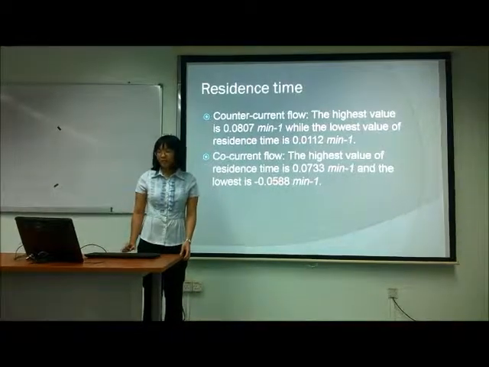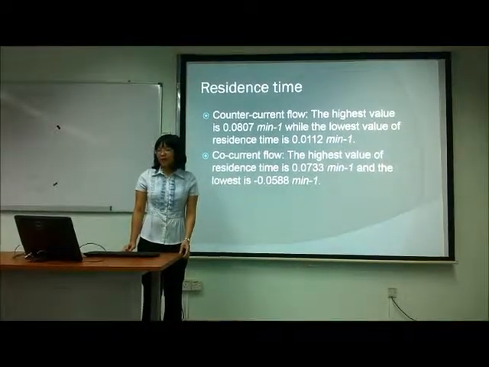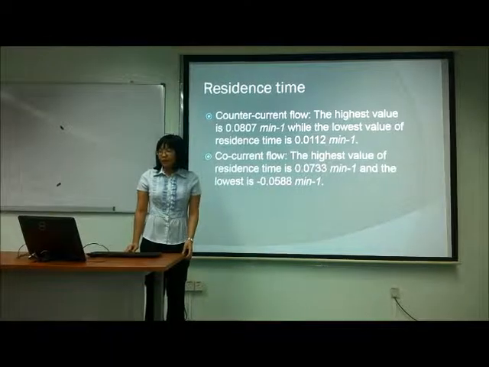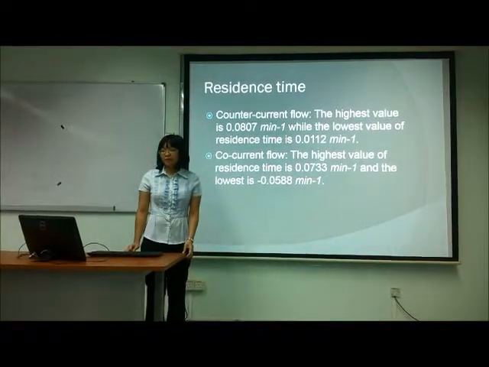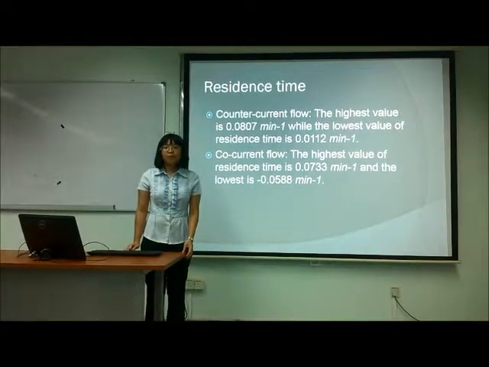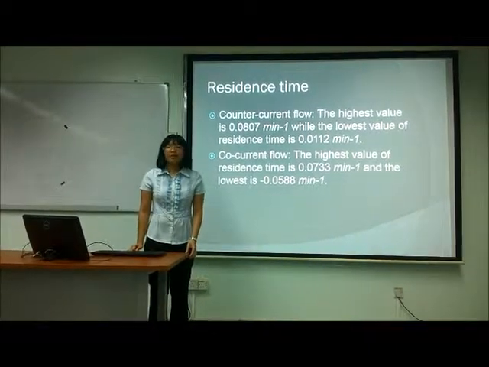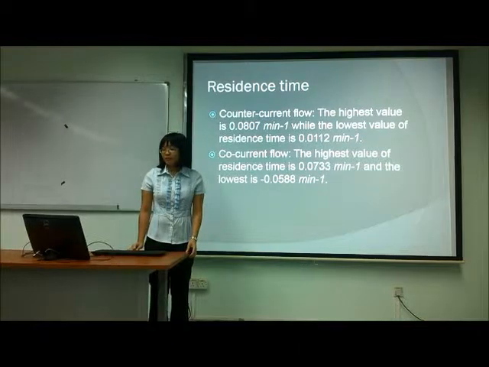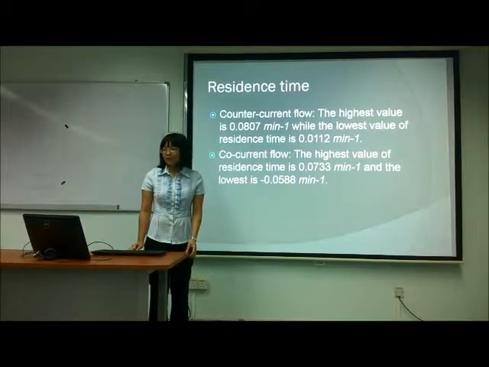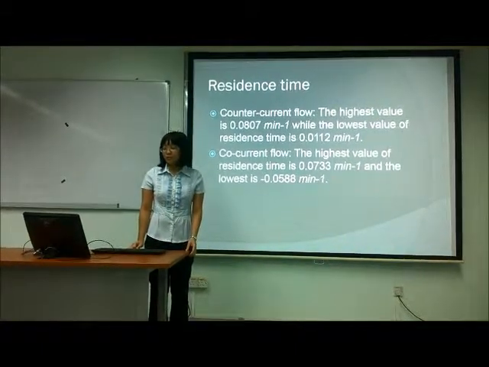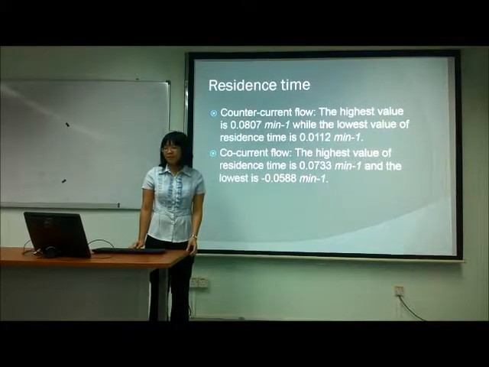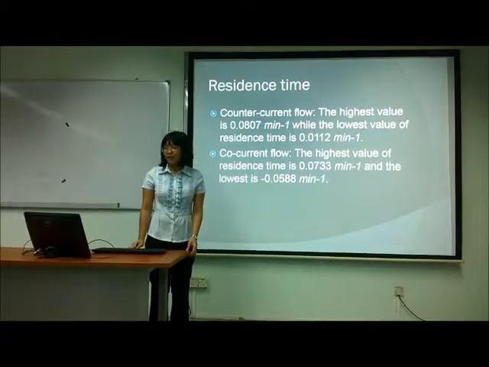The residence time in counter current flow, the highest value we obtain is 0.0807 per minute, while the lowest value is 0.0112 per minute. In the co-current flow, the highest value of residence time obtained is 0.0733 per minute, and the lowest is negative 0.0588 per minute.